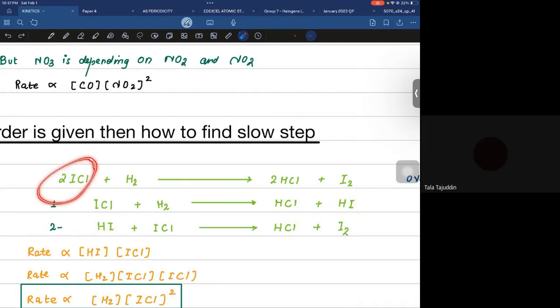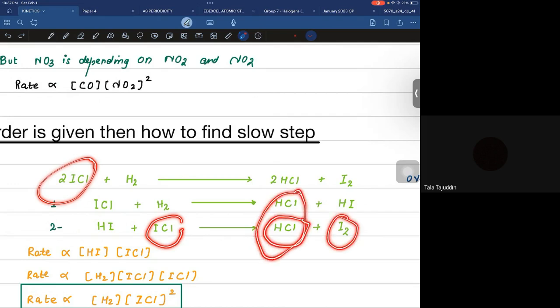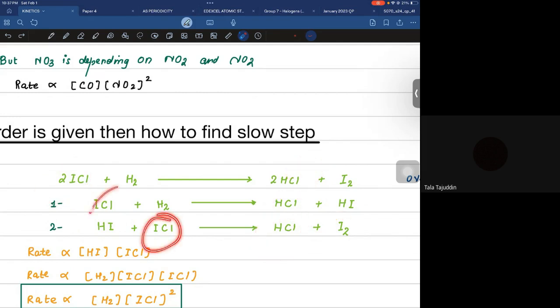And then again, I need one more ICl. So again, I would be including one more ICl. They would be reacting to give you HCl and I2 ultimately. HCl and HCl would give you 2 HCl. ICl would give you 2 ICl. Again, the same thing, you would be getting the main equation. That's it. Okay. Are you getting this? Yes, sir.